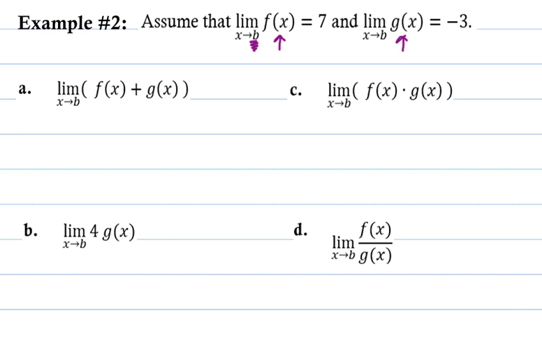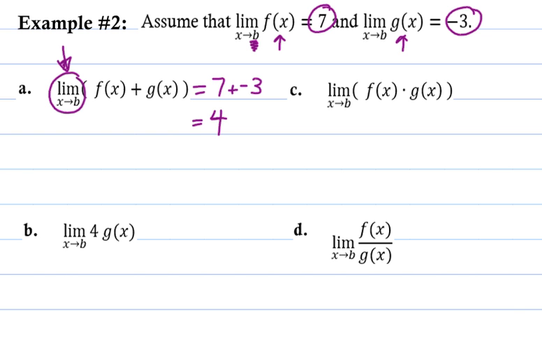So for A, I have the limit as x approaches b of the f of x equation plus the g of x equation. Well, since I'm finding the limit, all I really need are the limits of these equations. So I'm going to use them to answer the question. I don't really need the actual equation. I don't know it anyway. So here I have 7 plus -3. All I'm doing is adding their limits because I'm finding the limits anyway. And that's 4.